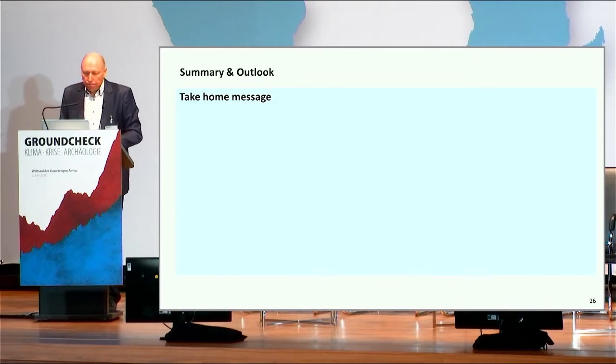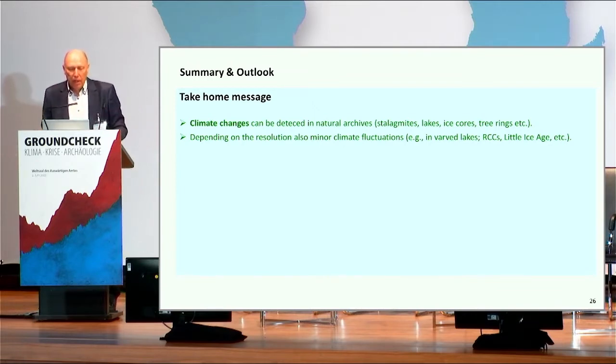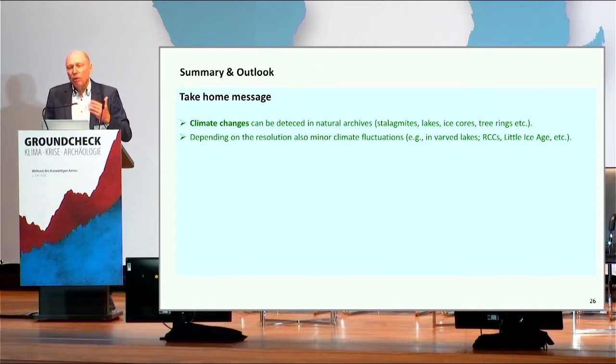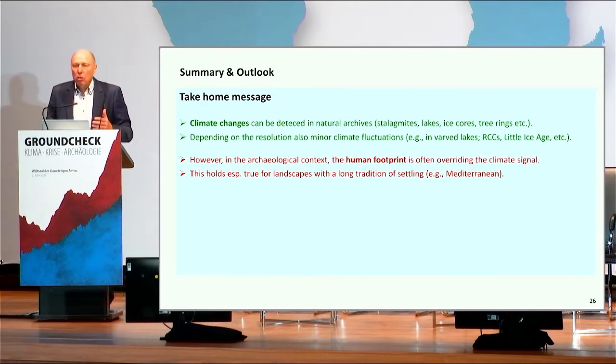Take-home message. We have, of course, geoarchives, which tell us about climate change, different kinds of geoarchives. And if the resolution is high and we can date it very well, if it is annually varved, for instance, annually layered, we can even see minor fluctuations of the climate, like these rapid climate change events. However, often in the archaeological context, the human footprint is even stronger. It's overprinting the climate signal so that we can't see the climate signal so well.